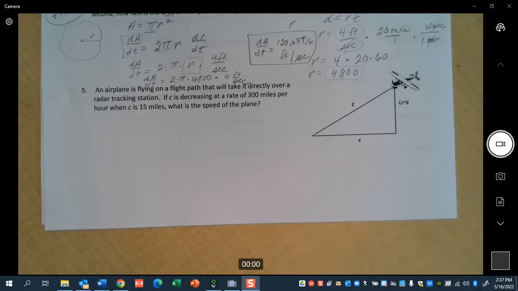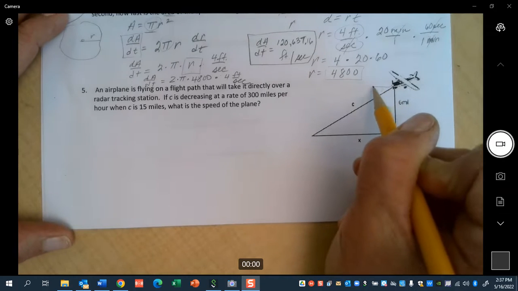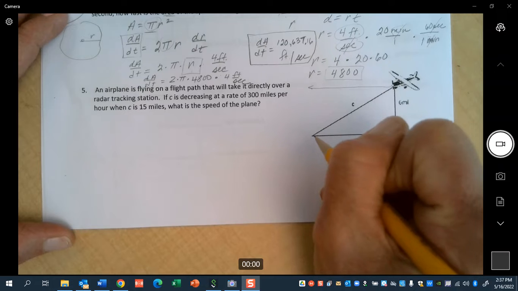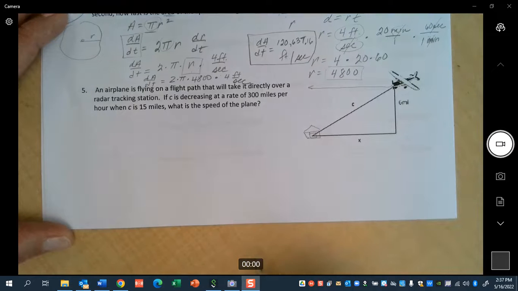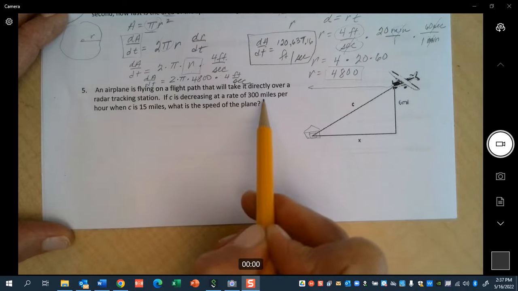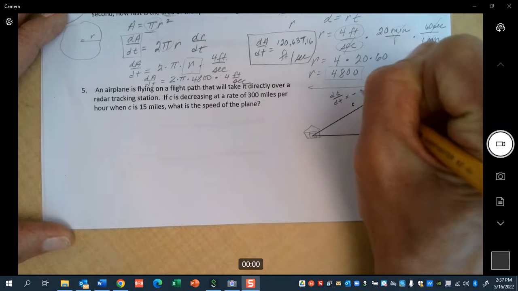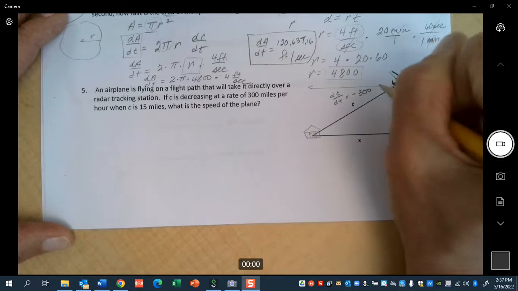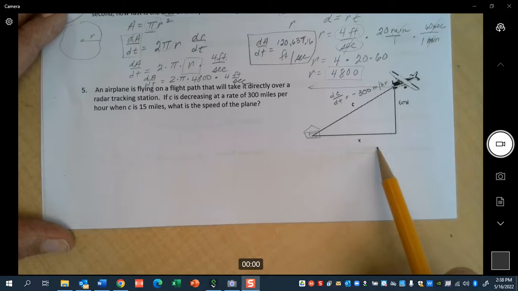An airplane is flying on a path that will take it directly over a radar tracking station. Now remember, the airplane's path goes like this, and the radar tracking station is here. It takes it directly over the radar. If C is decreasing at a rate of 300 miles per hour, so dC with respect to time is negative 300 miles per hour, when C is 15 miles, what is the speed of the plane? All right, you ready?